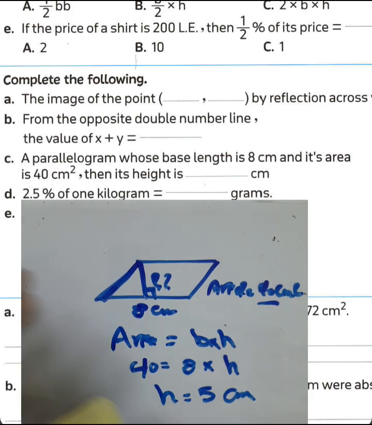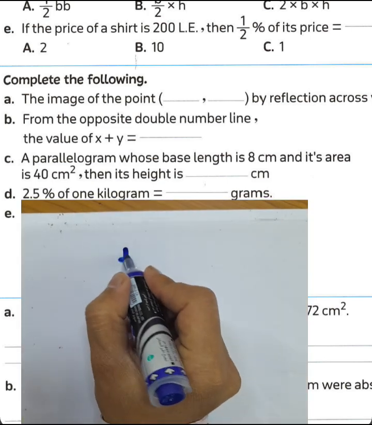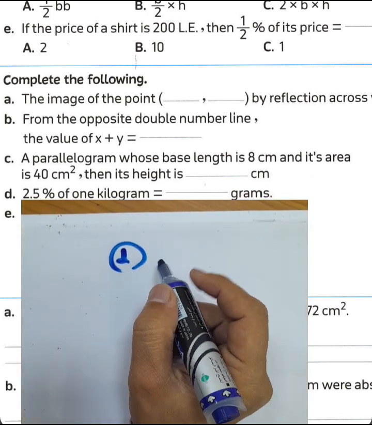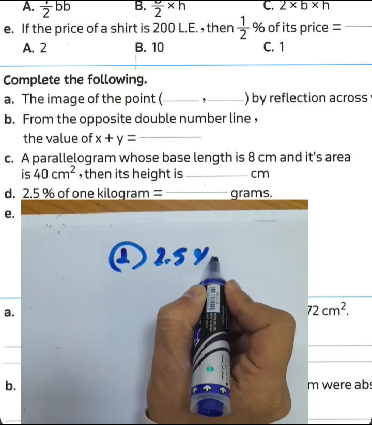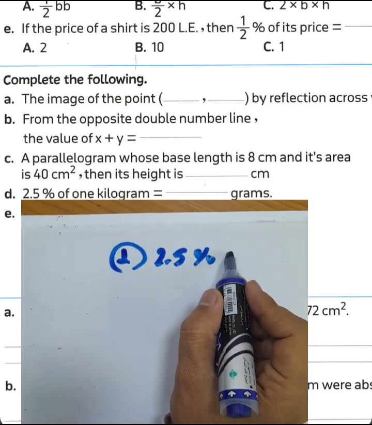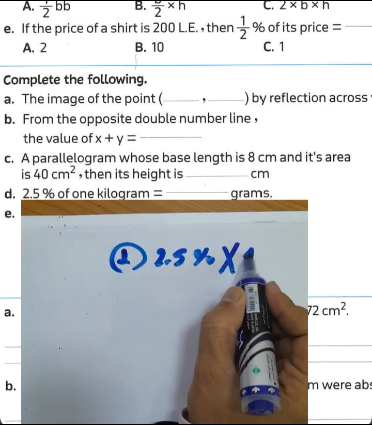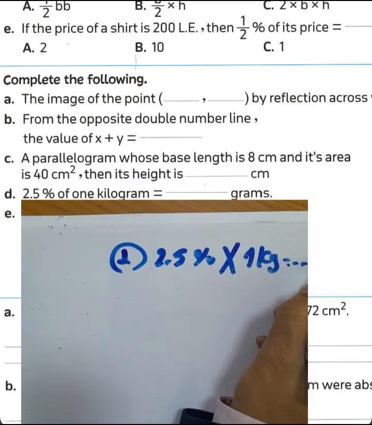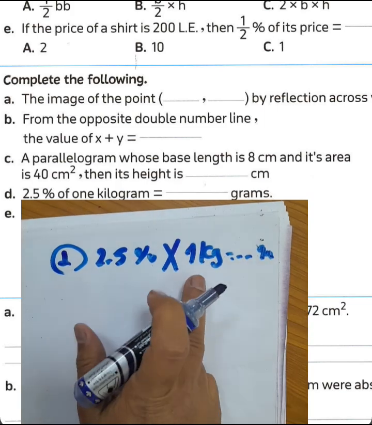Question, letter D. 2.5% of 1 kilogram, its meaning, product. 1 kilogram equals blank gram. We know 1 kilogram equals 1000.